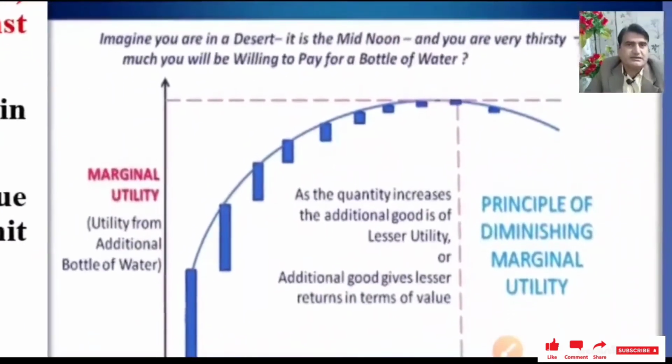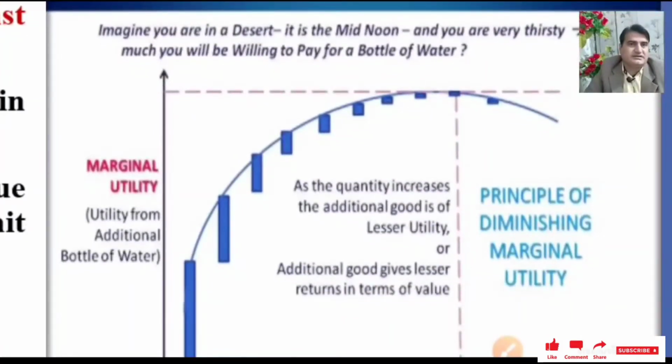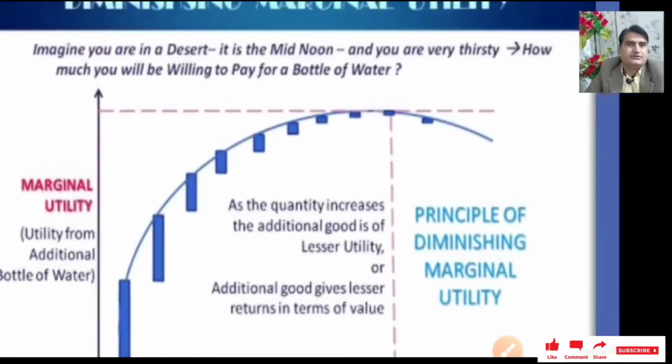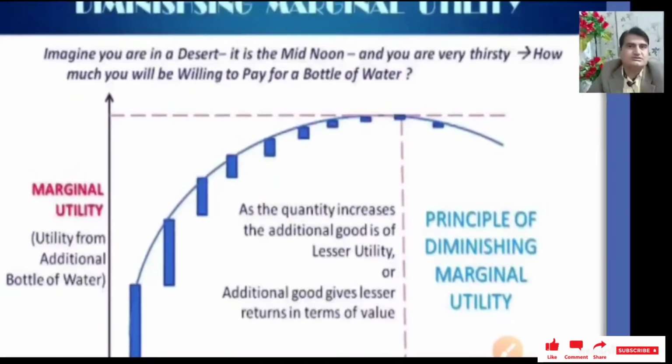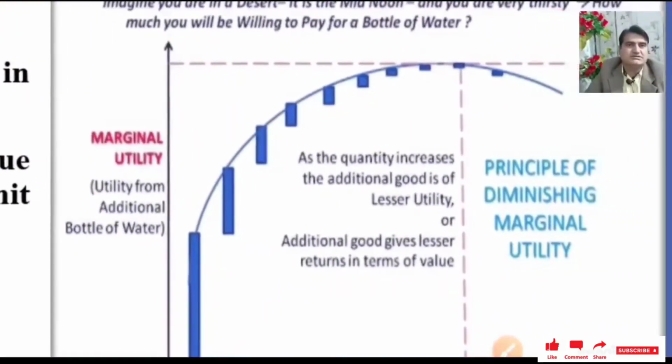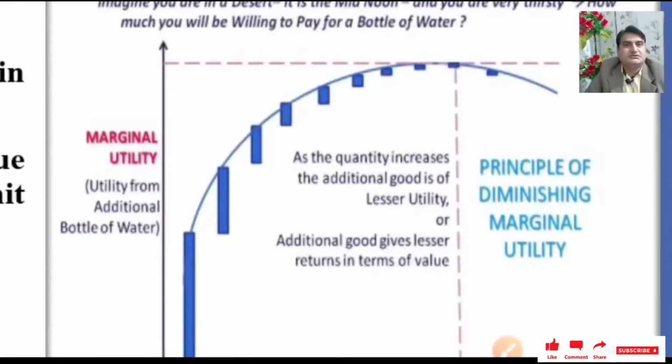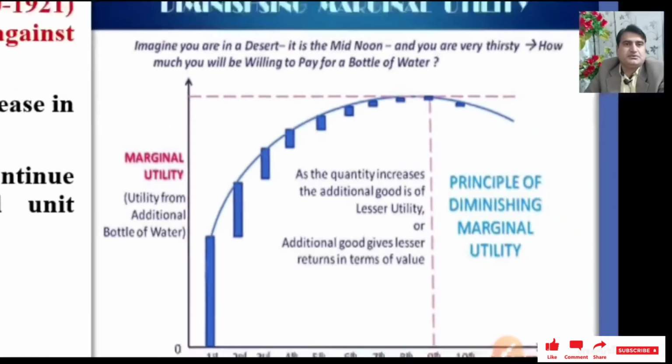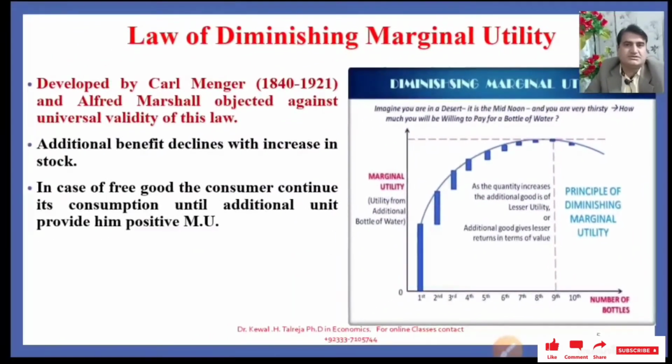Imagine that you are in a desert, it is mid-noon and you are very thirsty. How much will you be willing to pay for a bottle of water? The marginal utility means the utility from an additional bottle of water. As the quantity increases, the additional good gives lesser utility, lesser return in terms of value. This is the principle of the law of diminishing marginal utility.